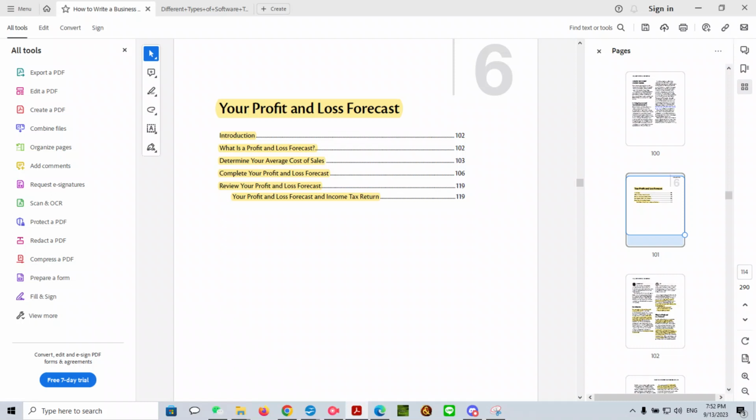Okay? All right, so what I recommend you do is implement this as part of your business plan before you start a business. That way you'll be successful in whatever business you're going to start.